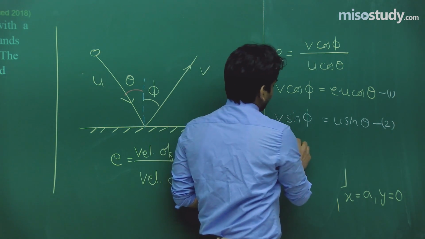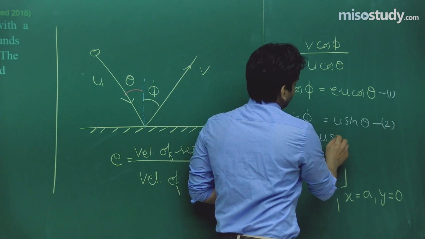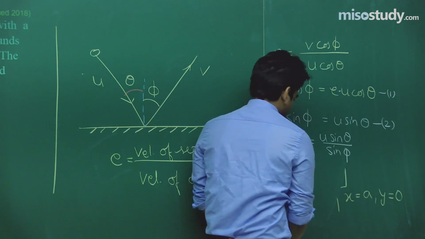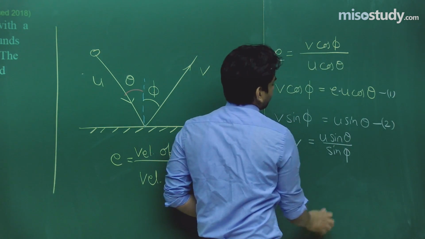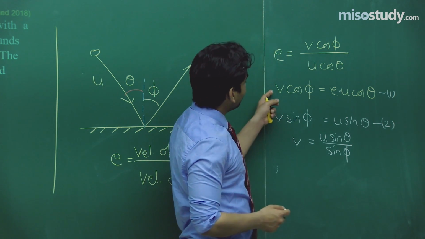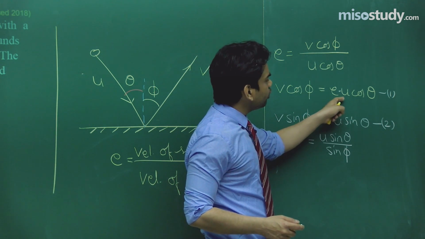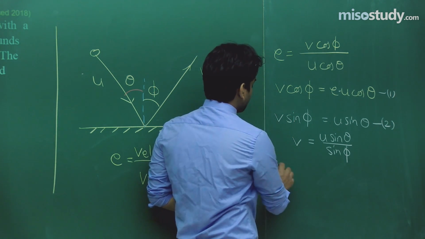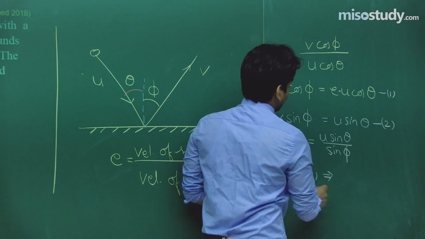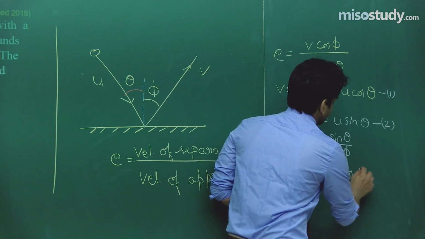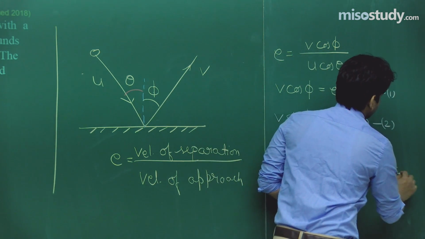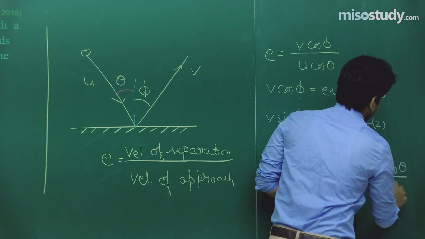Now we can write v is equal to u sin theta divided by sin phi. This we can show straight away. So we have got how v is related to u. Now from equation number 1, cos phi is equal to e u cos theta by v.